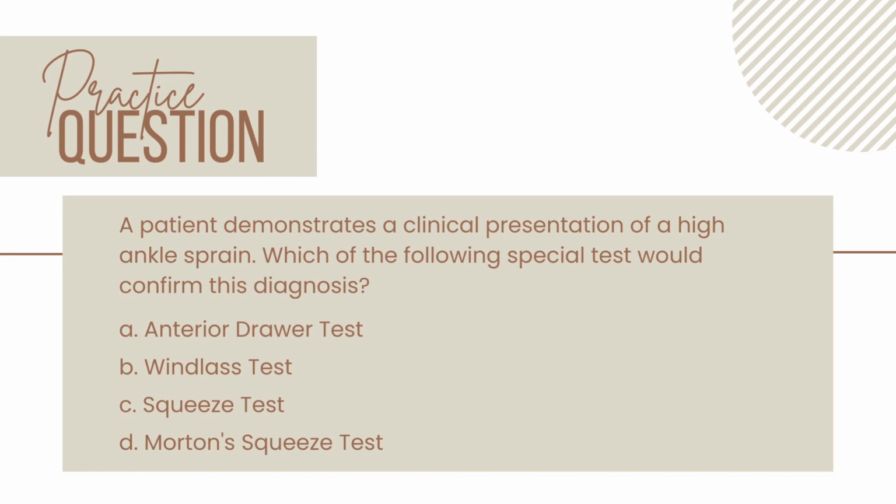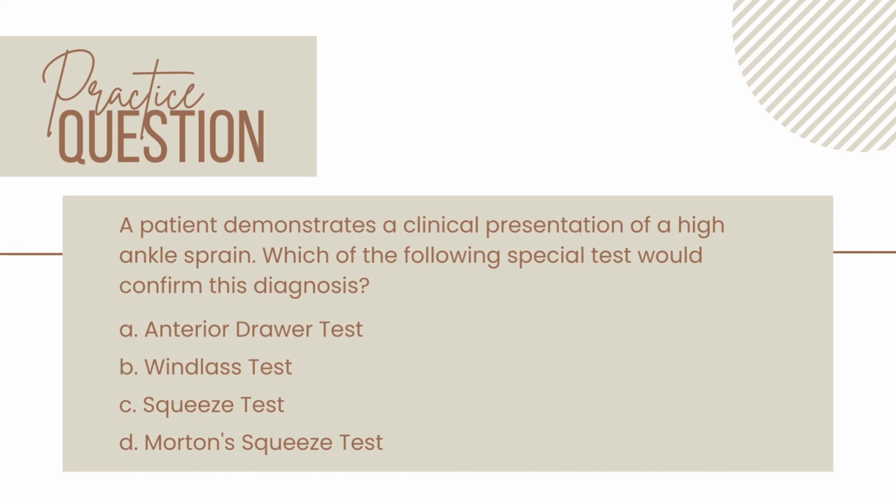So what is a high ankle sprain? I mentioned before that a high ankle sprain is a syndesmosis sprain, which occurs with full dorsiflexion and external rotation. So let's go through the answers. Anterior drawer test is for the ATFL and CFL, and that is for an inversion ankle sprain, so that's not what the question is asking. Windlass test is for plantar fasciitis.